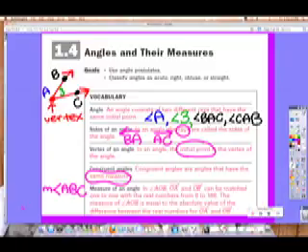Okay, any questions on this part of the vocab? Are you okay to keep going? All right, let's keep going.